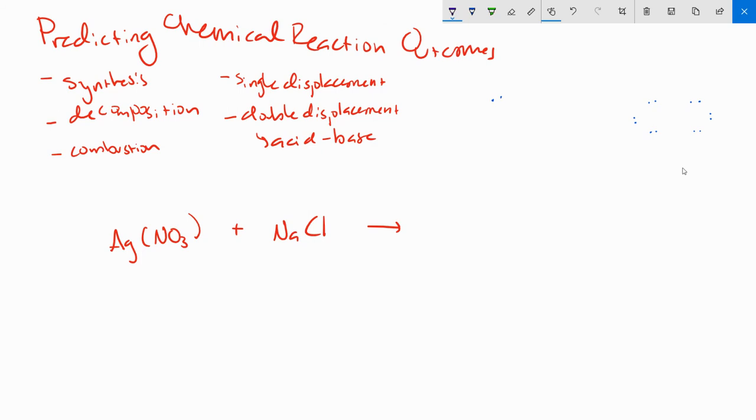Well, I have an element combined with another element. So I've got one compound, and an element combined with another element. I have another compound. So if I see 2 compounds on my reactant side, that means I should have 2 compounds over here, making this a double displacement.